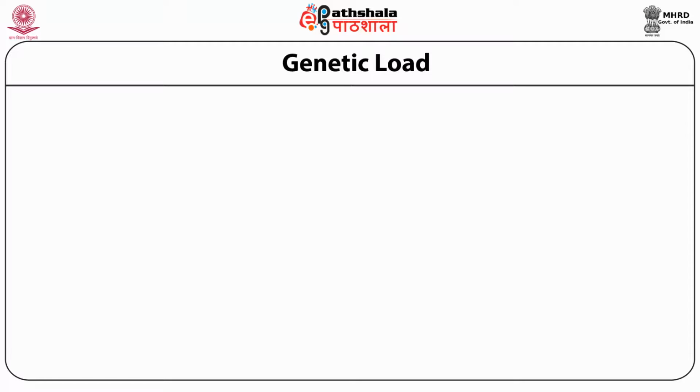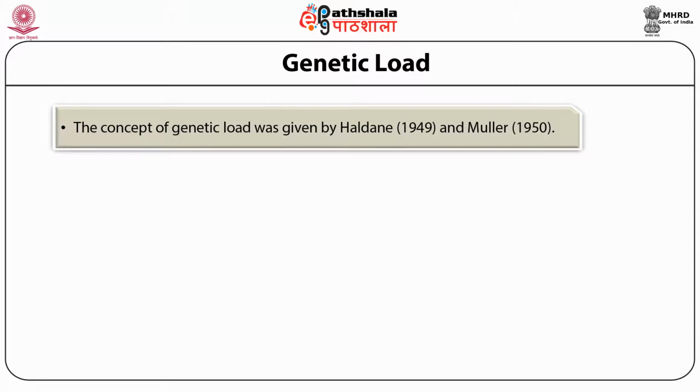Now let's move towards the genetic load. The concept of genetic load was given by Haldane and Muller. It hovers around an idea that the genotypes in a population have a mixture where one genotype is better than another. Genetic load is the difference between the fitness of an expected optimal genotype and the fitness of the observed average genotype in a population.